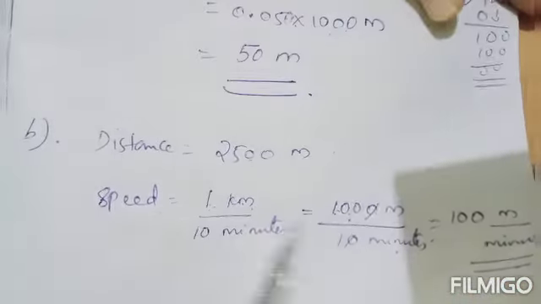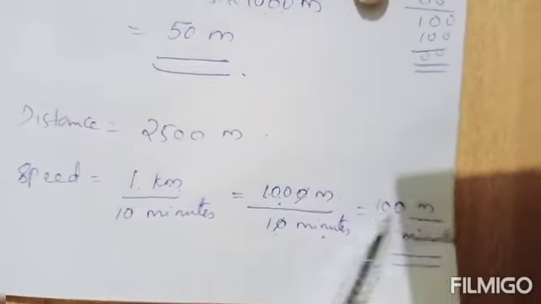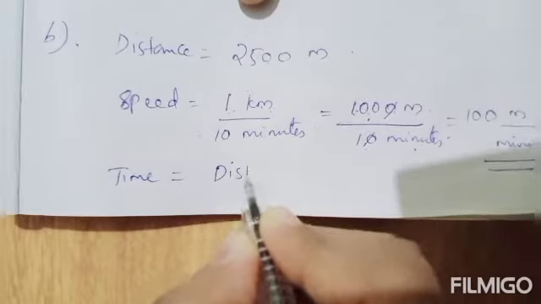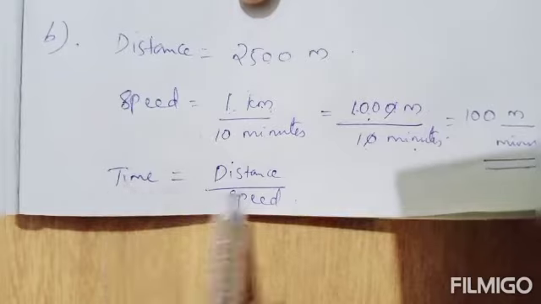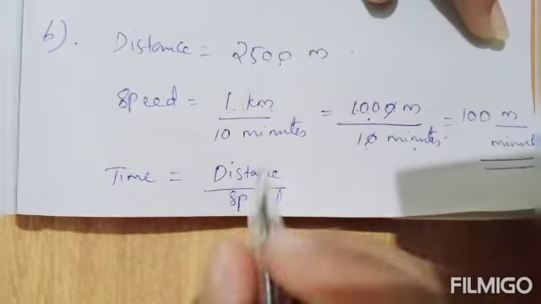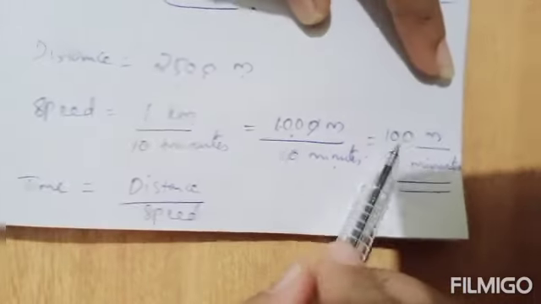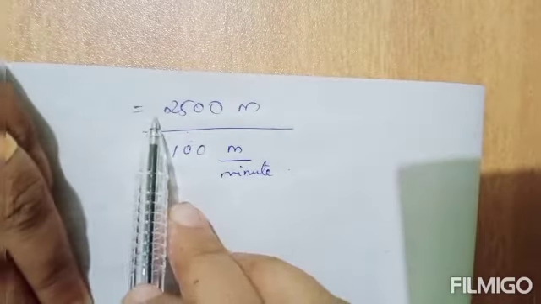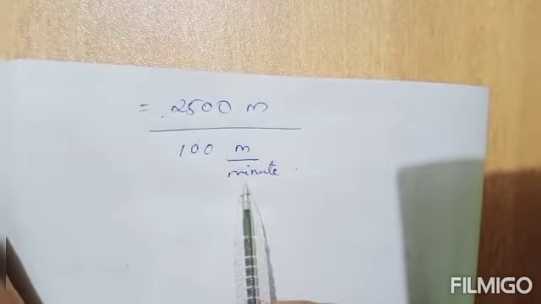Now you can find the time. Distance we got 2500 meter. Speed it is 100 meter per minute. So how can you find the time? Time equal to, the formula is distance by speed. Okay, this is the formula for finding time. Now in place of distance we can substitute 2500 meter. In place of speed we can write 100 meter per minute. So we will get 2500 meter by 100 meter per minute.